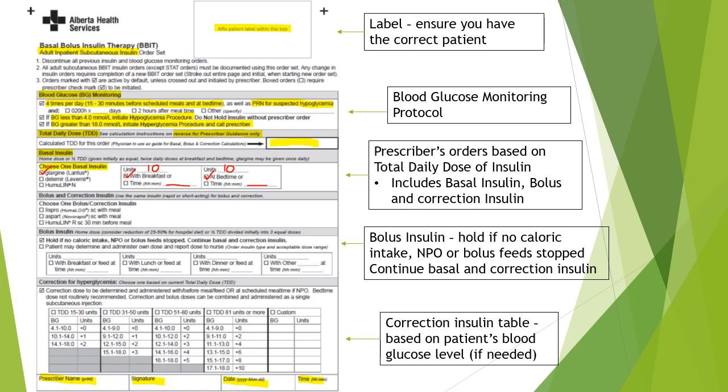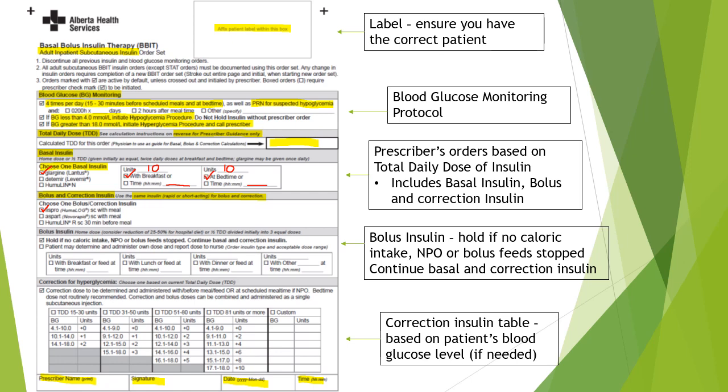And again, they're trying to customize this BBIT order sheet so that we're meeting the patient's needs to the best of our abilities. The other piece to the BBIT sheet that's next is the bolus and correction insulin. And with the bolus and correction insulin, the thing to look out for is that you actually are using the same type of insulin for both the bolus and correction insulin. So it's the same insulin. And then the doctor will have checked off whatever type of insulin that they prescribe.